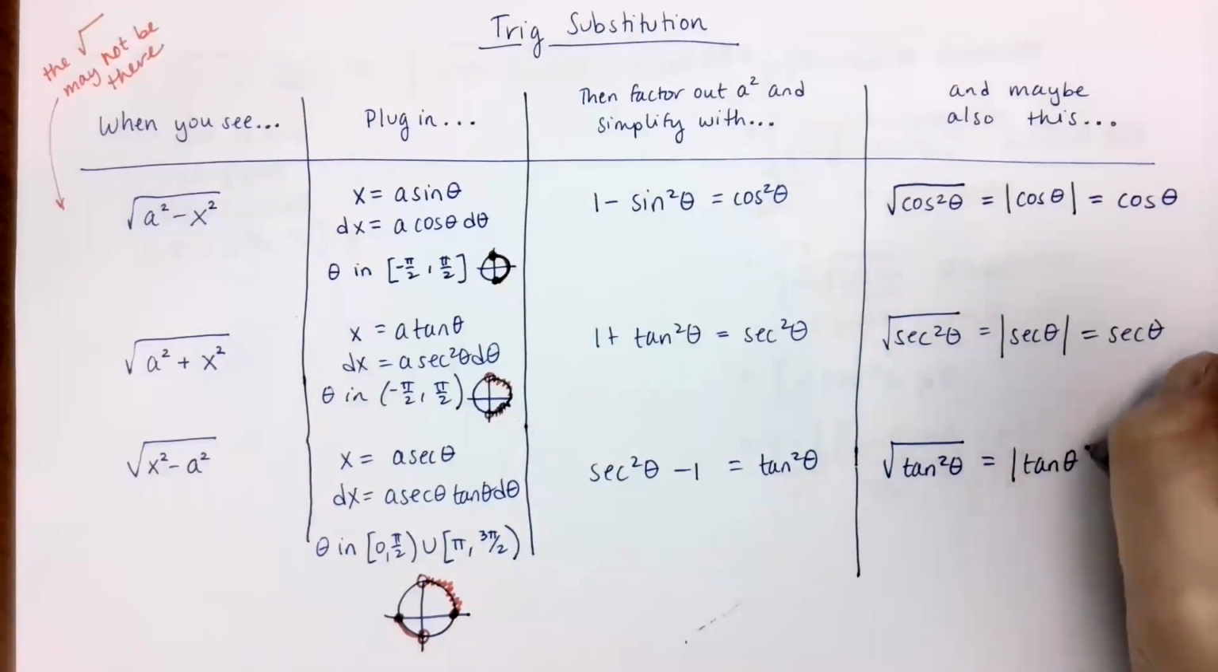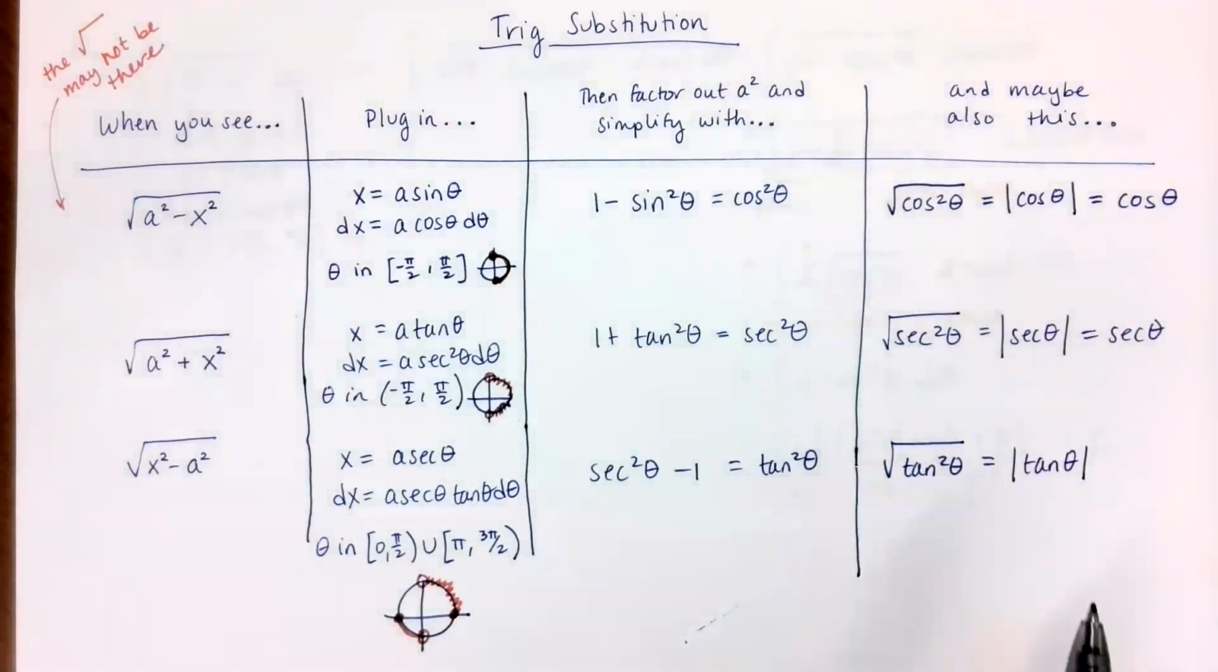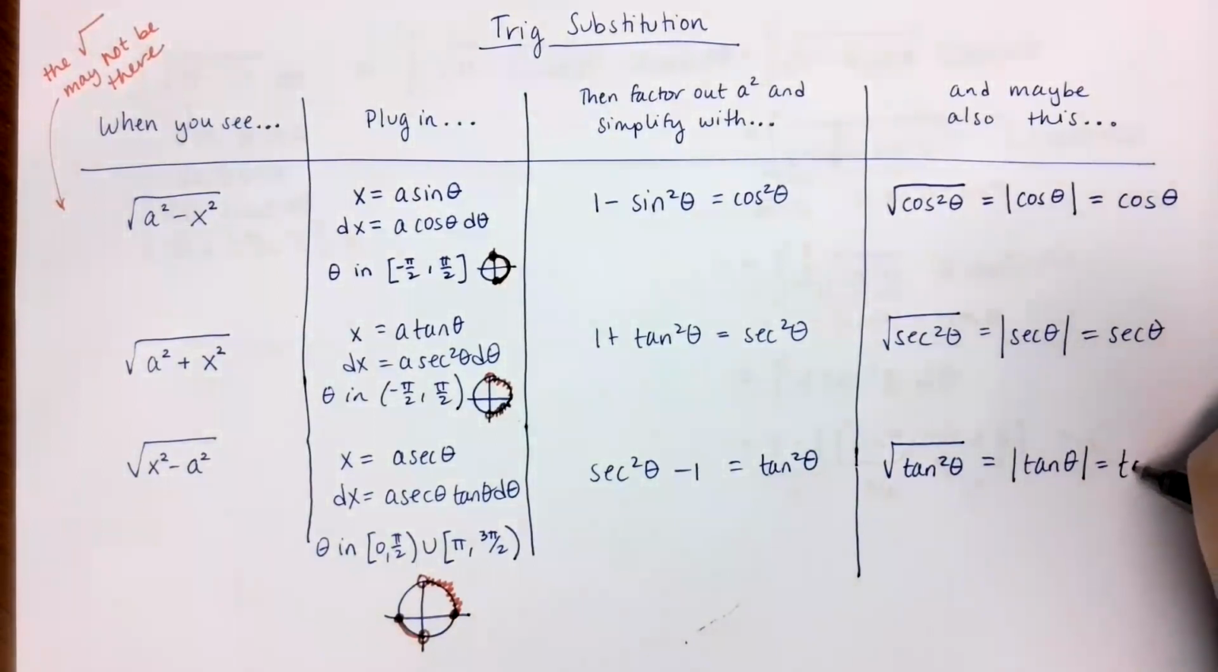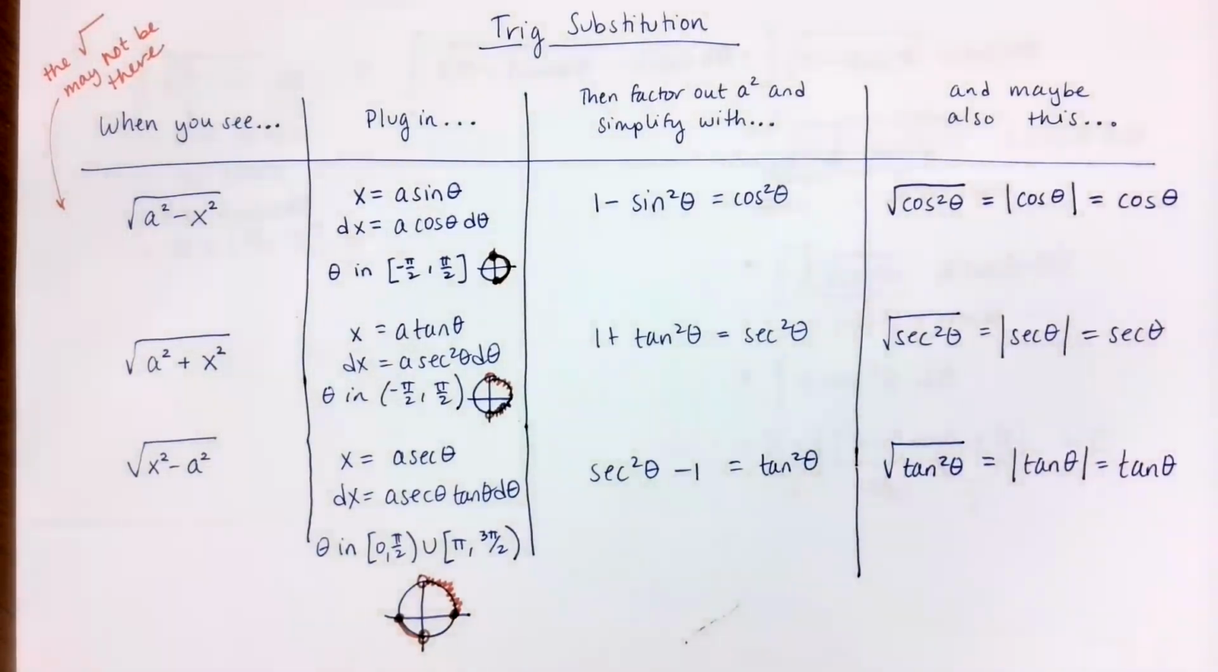Technically, it simplifies only to the absolute value of tangent. But then if we look at this restriction on theta, we say, oh, well, in the first and third quadrant, tangent is positive in both these places, right? Because sine and cosine are both positive here, and they're both negative here, so tangent comes out positive. So once again, we get to simplify it all the way down to tangent theta.